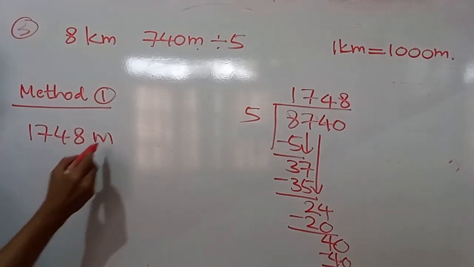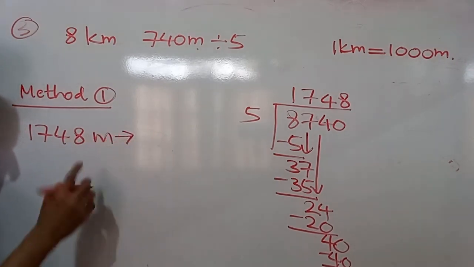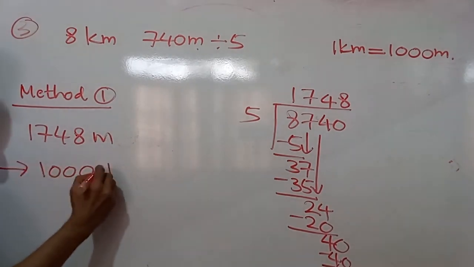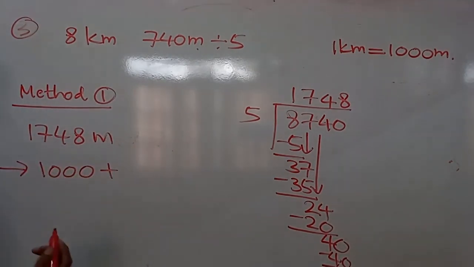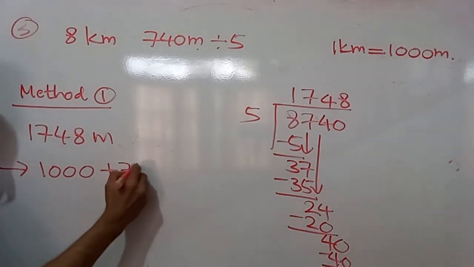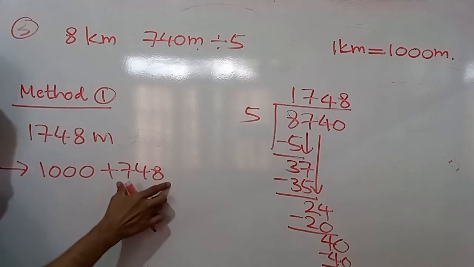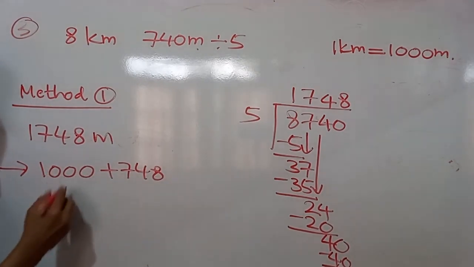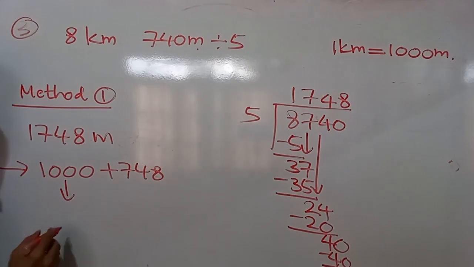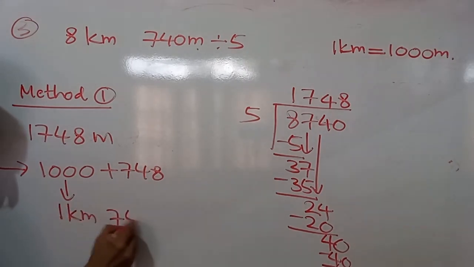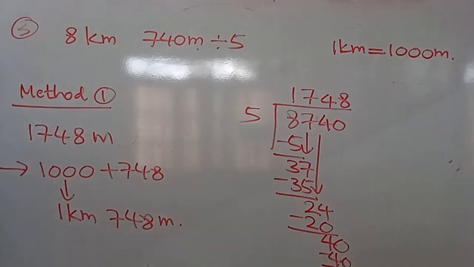These are meters. So we have to break this into what? We have to break it into 1000 plus 748. So this is 1000 meters and this is also 1000 meters. We know when we convert these meters into kilometers, this becomes what? 1 kilometer. So here the answer will be what? 1 kilometer and 748 meters.